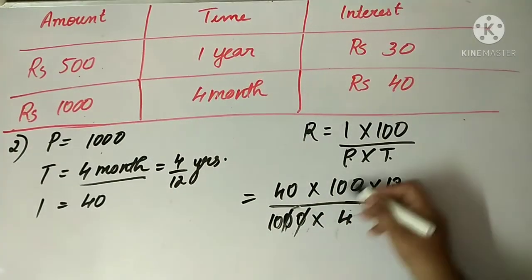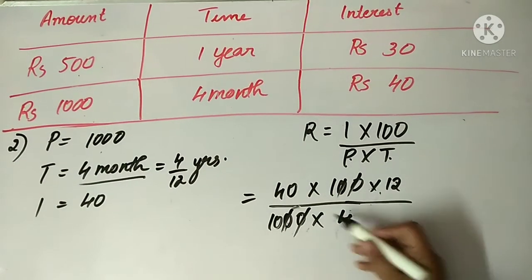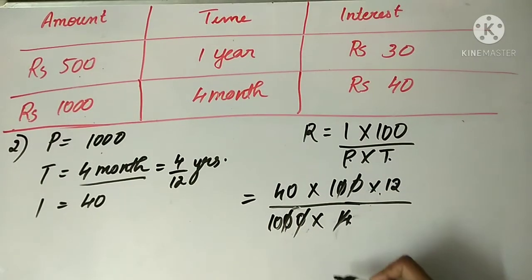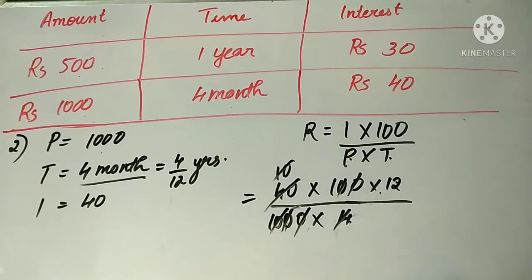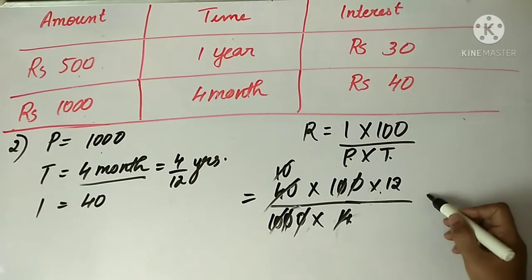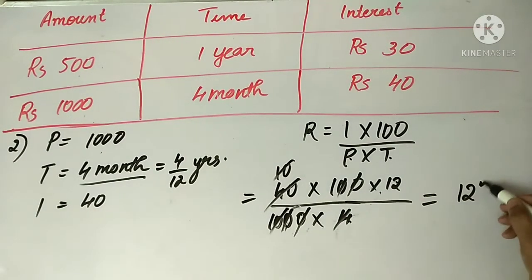Now these zeros get cancelled. Again 4 and 40, 4 is a common factor. 4 will go 1 time and 40 will go 10 times. These 10s get cancelled. So balance 12. So rate of interest is 12%.